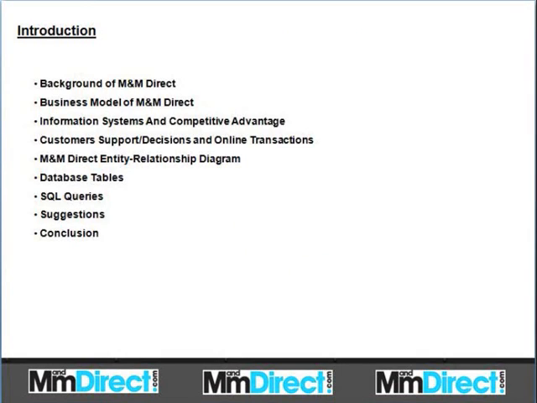Our report will be divided into the following sections: background of M&M Direct, business model of M&M Direct, information systems and competitive advantage, customer support decision and online transactions, M&M Direct entity relationship diagram, database tables, SQL queries, suggestions, and conclusion.